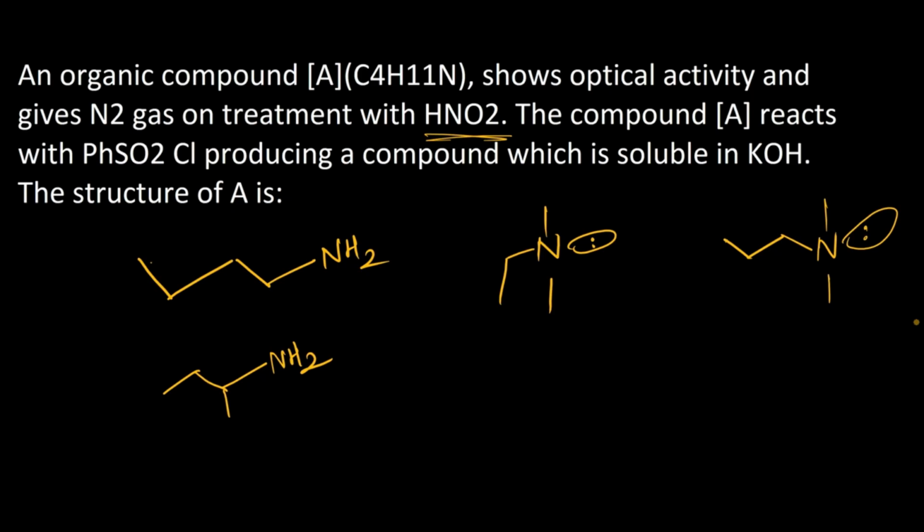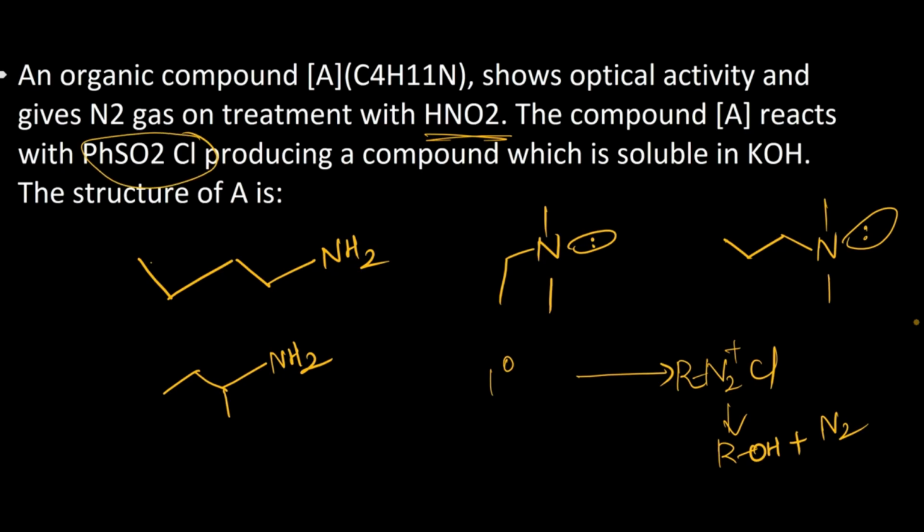Primary amine, because of the diazonium reaction, you remember. If I have a primary amine treated with nitrous acid, it will produce N2Cl, which is unstable, so it will produce ROH with N2 gas. The compound A reacts with PhSO2Cl, that is Hinsberg reagent, right? So producing a compound which is soluble in KOH. After reacting with Hinsberg reagent, it forms a compound which is soluble in KOH. So hence the amine is primary amine.